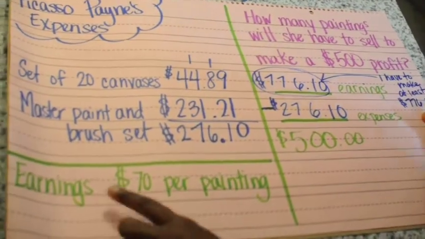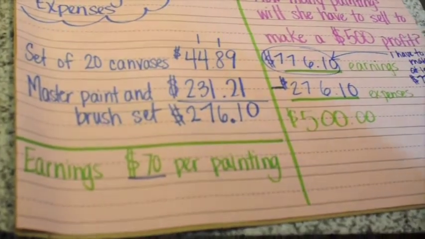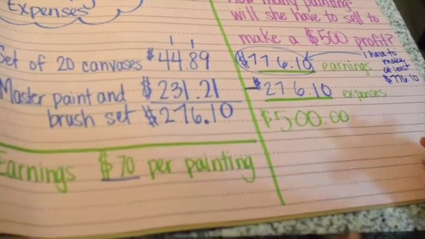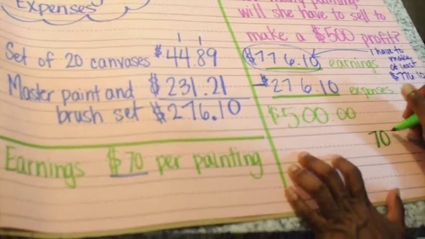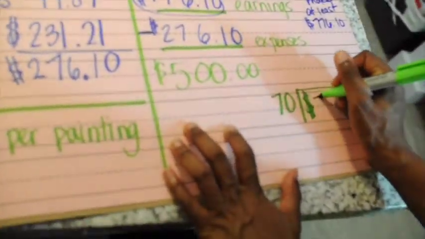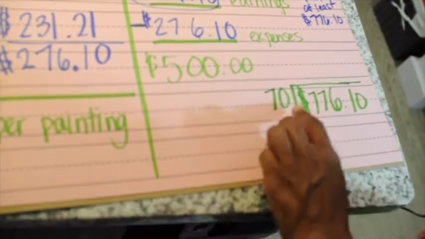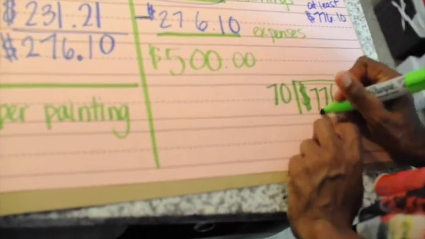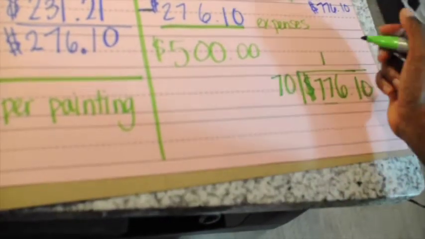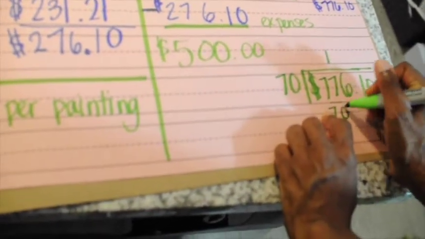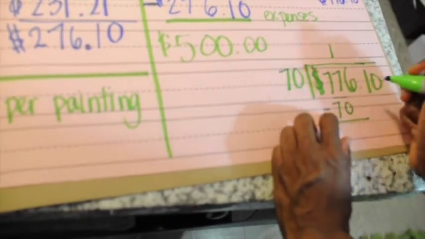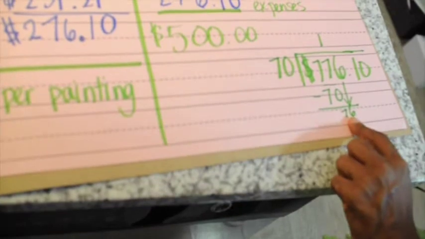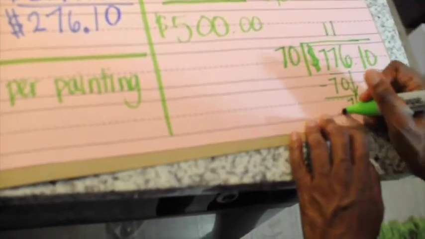So from here, I now need to figure out how many paintings I will need to sell to make $776.10. So I can simply do this as a division problem. And I can think of how many times does 70 go into $776.10. Now the good news is I'm working with 70, which is like 7 with a 0 at the end. So 70 goes into 77, first two numbers, one time. So then that would be 70. I subtract 77 minus 70. I have 7, and I bring my 6 down. 70 goes into 76 one time. So I'm going to subtract 70 again.